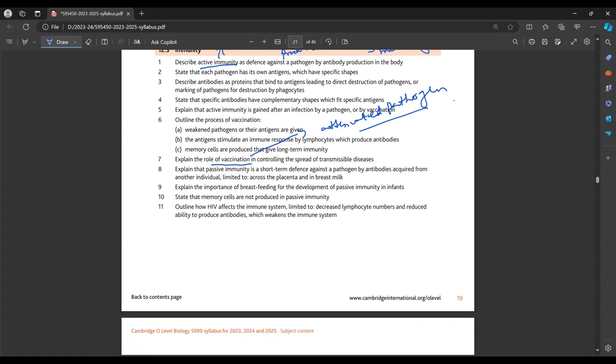Fine. And whereas in passive immunity, ready-made antibodies are provided. So when we provide ready-made antibodies, then there will be no memory cell formation. And when there is no memory cell formation, then it will not be long lasting. Not long lasting. ठीक है. Short term होती है, not long lasting. And passive immunity is provided by breastfeeding, by placenta. Okay.